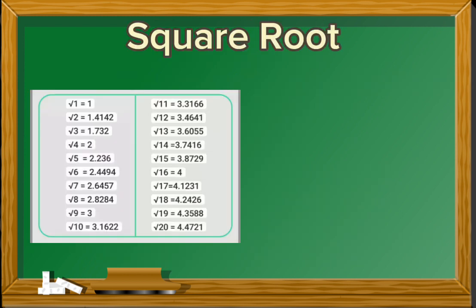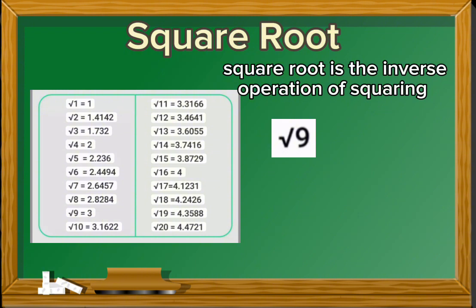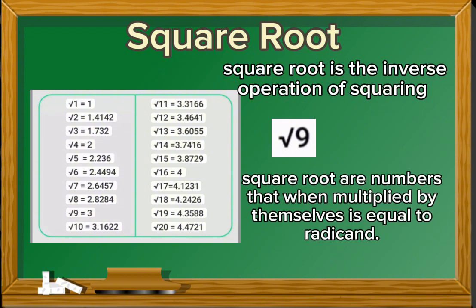Let's talk about square root. As you can see, that is an example of a table of squares. The square root is the inverse operation of squaring. The square root of 9 is a perfect square. Square roots are the numbers that, when you multiply them by themselves, are equal to the radicand.